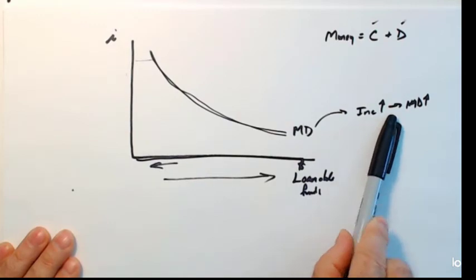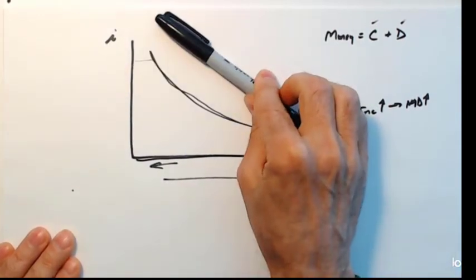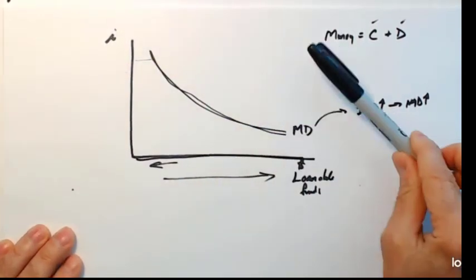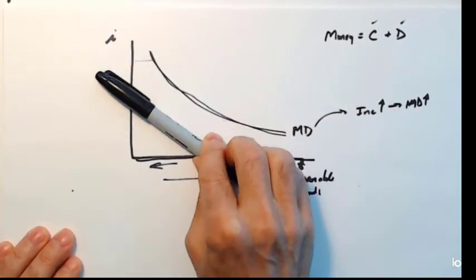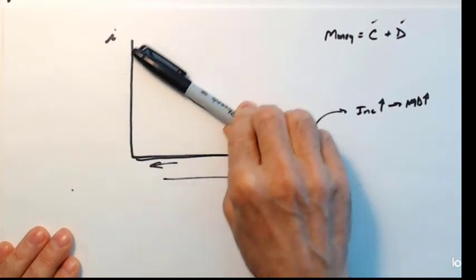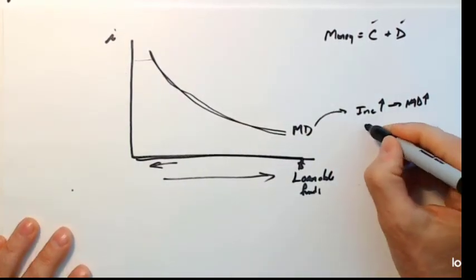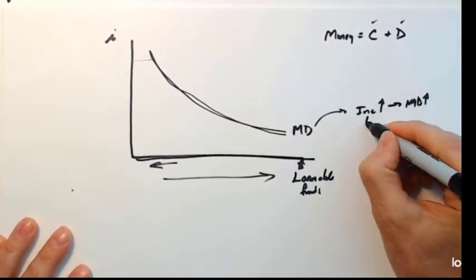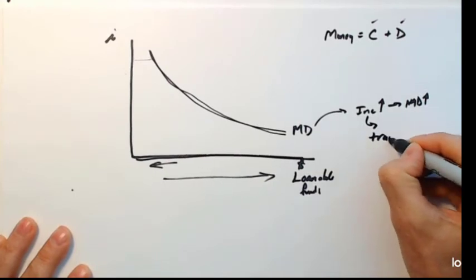Here I'm telling you income goes up. That's going to shift this demand for money up. If income goes down, like in a recession, then this is going to go down. So that's how money demand goes up or down. And there's also transactions demand, which is related to income.